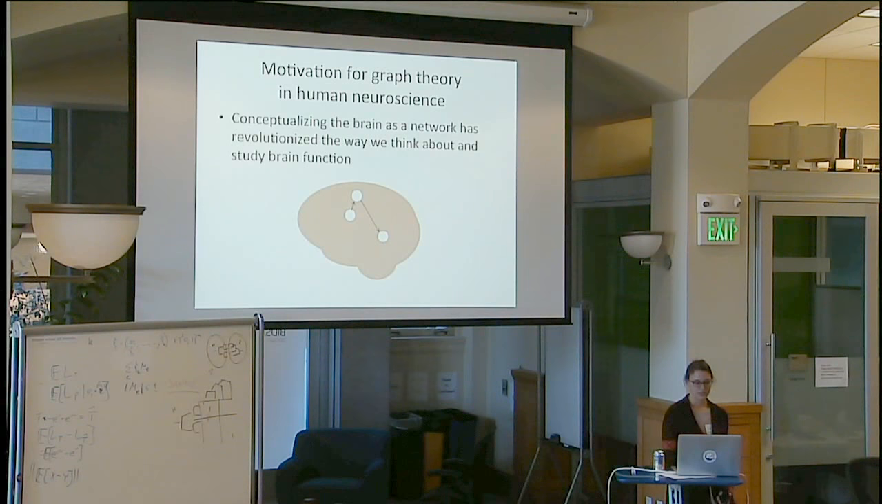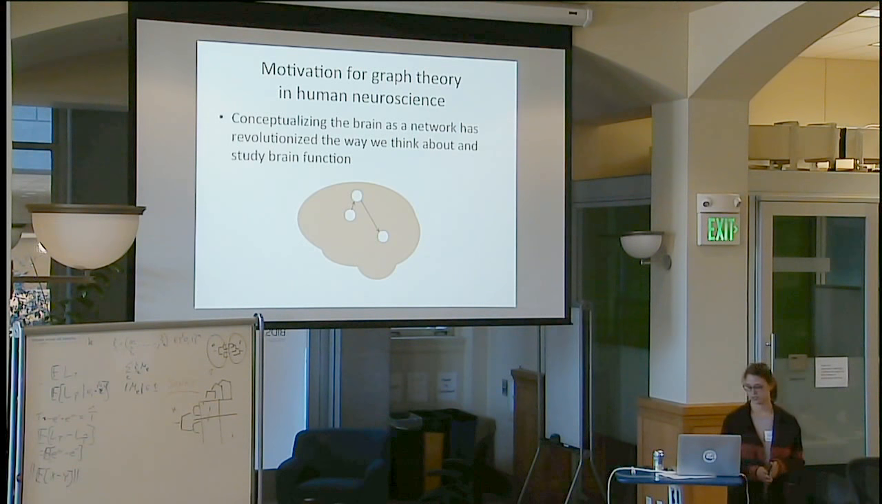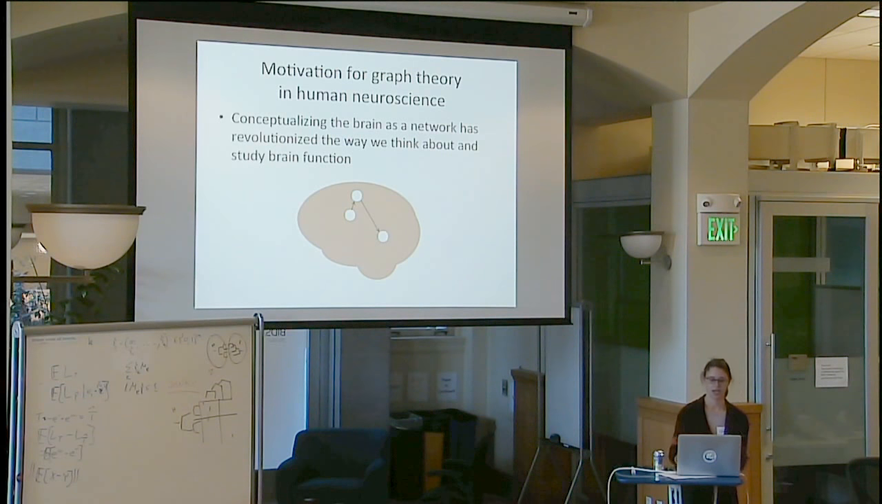So conceptualizing the brain as a network has revolutionized the way that we think about and study brain function. Graph theory has allowed us to characterize and quantify how different brain areas influence one another in health and disease. And so this is an alternate framework that allows us to really quantify and look at these interconnections. That is basically how the brain truly functions.